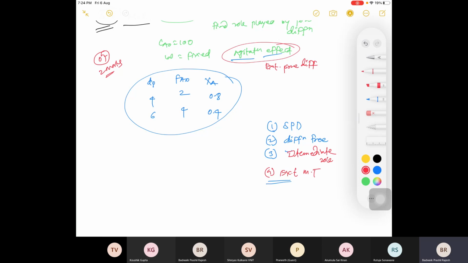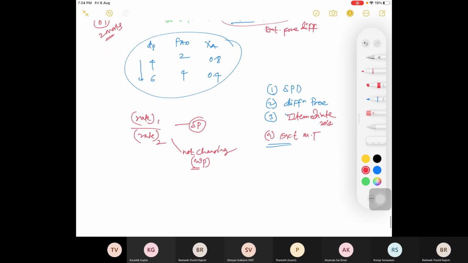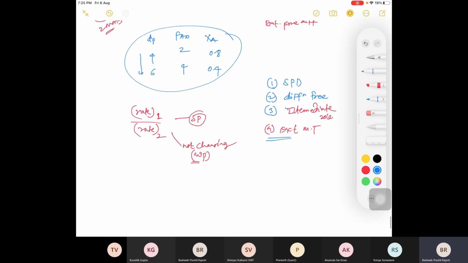What I told you: when there is a change in size of the catalyst, I take Ra1 divided by Ra2. If there is a change in that value, then it is strong pore diffusion, and if it is not changing, then it is weak pore diffusion. Ra1 by Ra2. Now we need to find out rate, not your conversion.